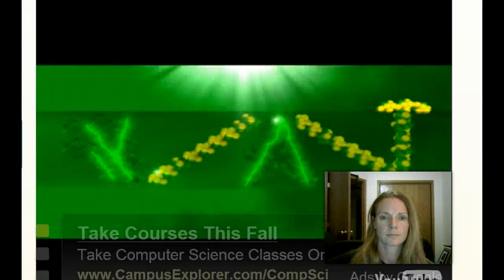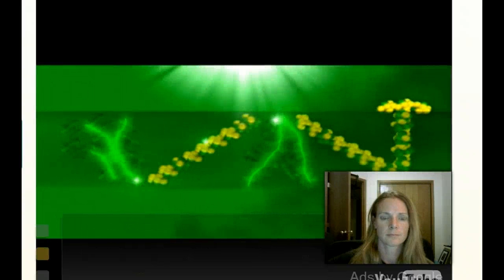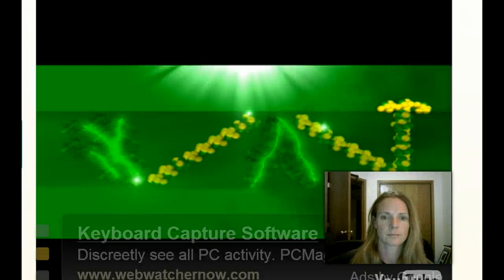Let's now look at the cellular structures, photosystems 1 and 2, that begin the process of converting light captured by pigments into chemical energy.